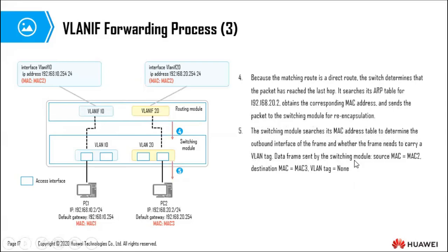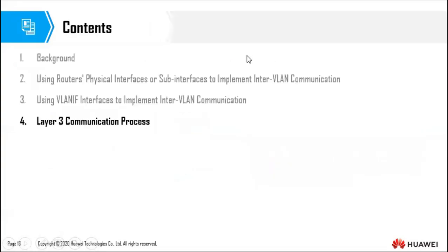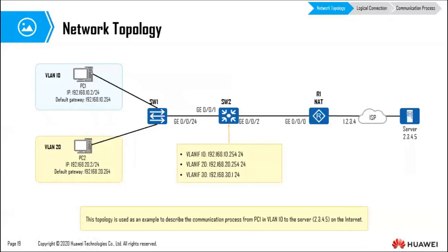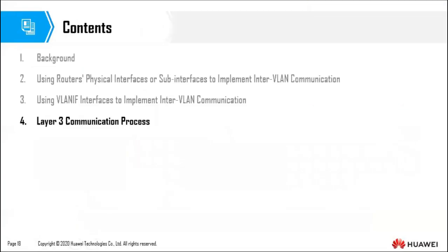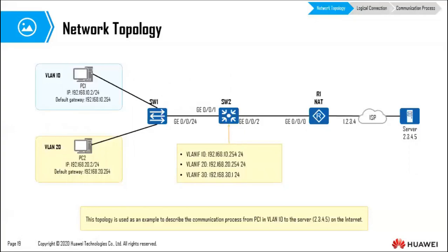In the data frame sent by the switching module, the source MAC address will be the MAC address of VLANIF 10, so we've not changed that. The destination MAC address will be the MAC address of PC2. Yeah, so the VLAN tag at point number 5 here, and tagged, right? Good. So that's the forwarding process of the VLANIF. Now let's look at the layer 3 communication process.